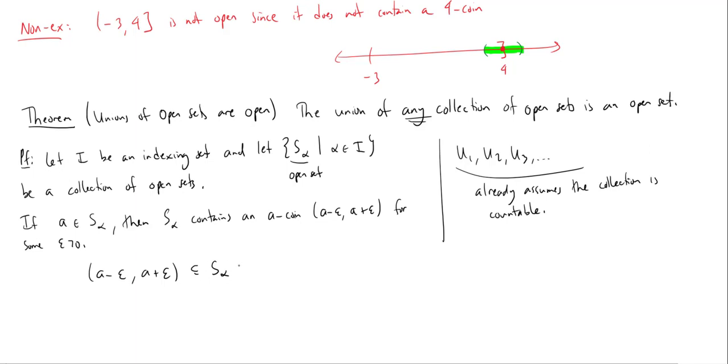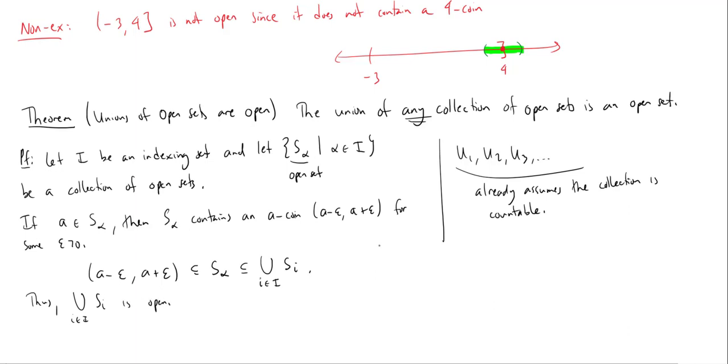However, every one of these S alphas is contained in the union over all, well, maybe I won't use alpha down here. How about I'll call it S sub i. And so what we've just shown is that the union contains an a-coin. And a was just some arbitrary element in one of these S alphas, and those S alphas are what make up the union. So thus, the union is open.